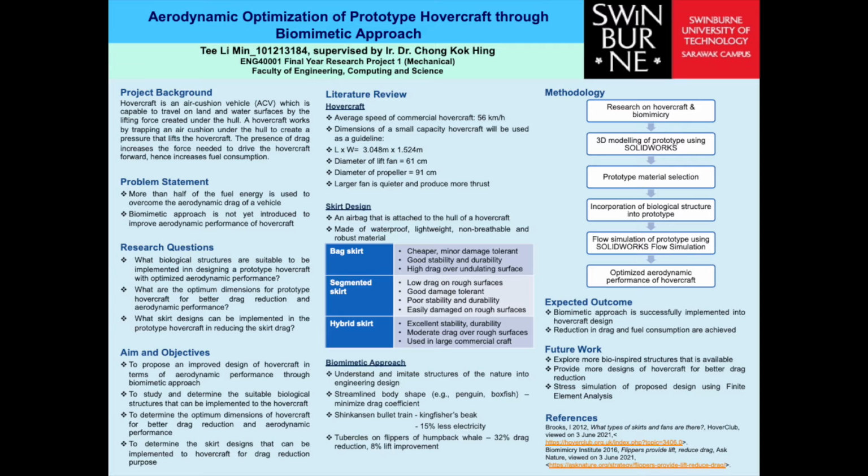The research questions are: what biological structures are suitable to be implemented in designing a prototype hovercraft with optimized aerodynamic performance? What are the optimum dimensions for prototype hovercraft for better drag reduction and aerodynamic performance? And what skirt designs can be implemented in the prototype hovercraft in reducing the skirt drag?